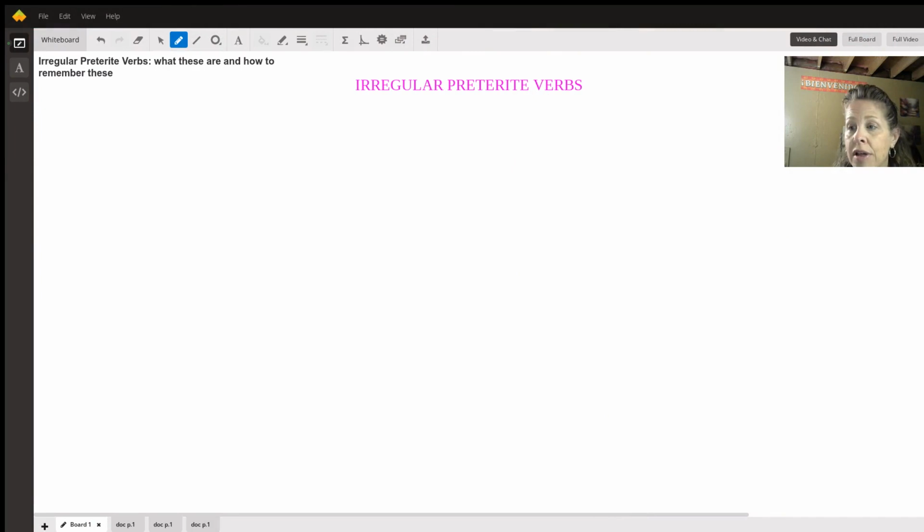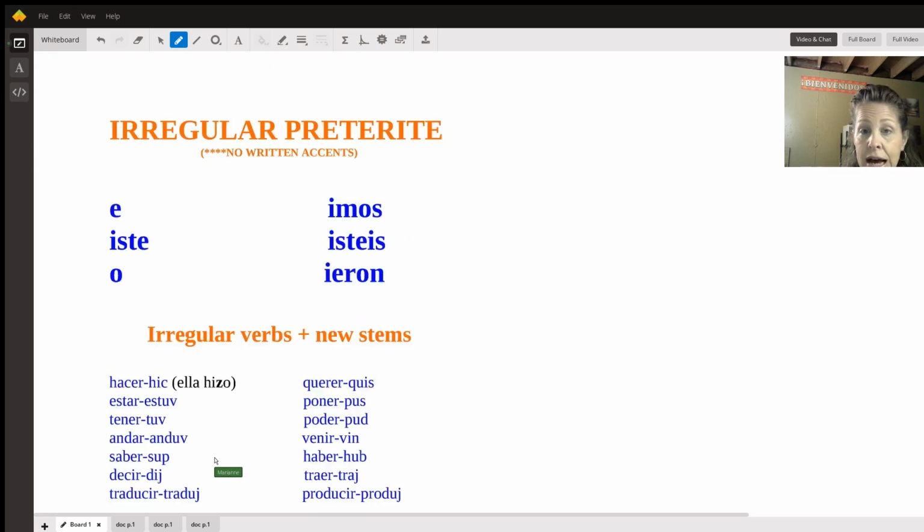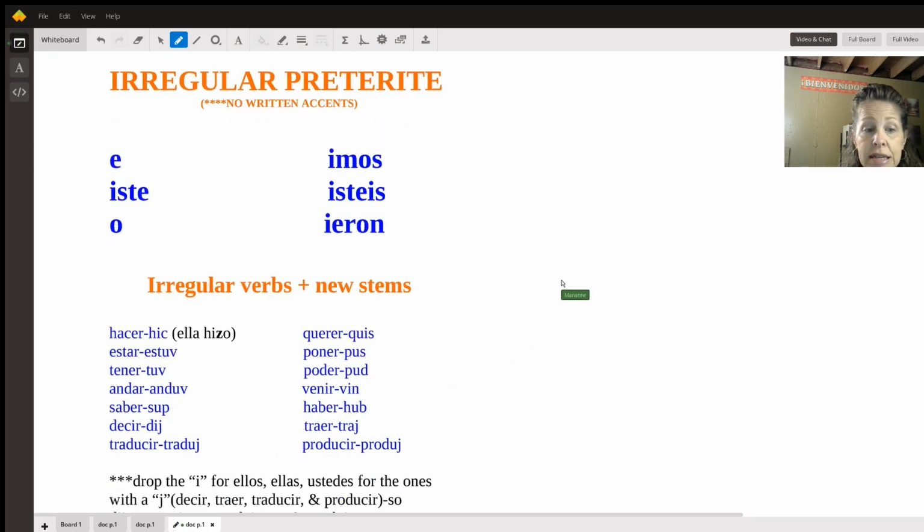I want to talk about the main group of irregular verbs in the preterite. I like to think of these as a family of irregular verbs because then we can use the concept of family traits, things that these verbs all have in common. Now, on the board here, you can see these are the primary irregular preterite verbs that your teachers are going to expect you to know.